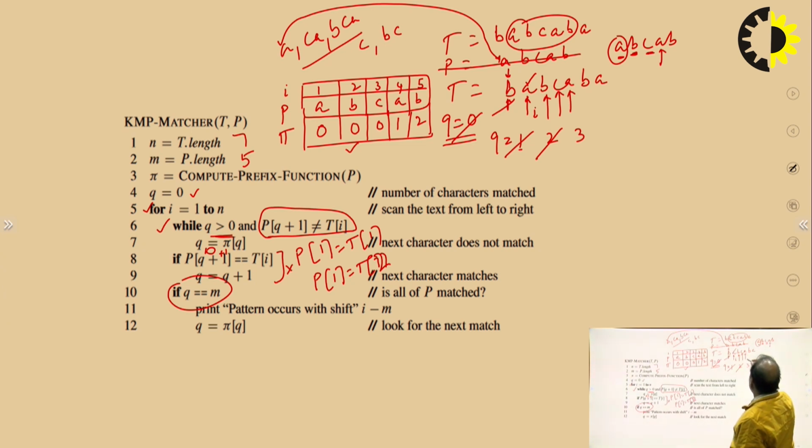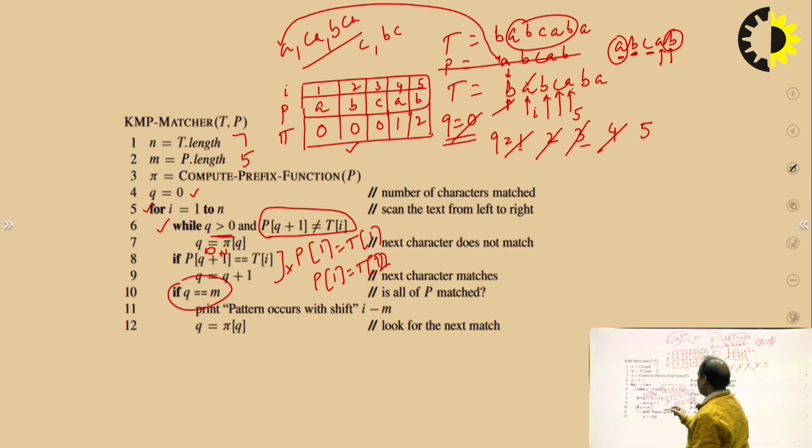Now you see it is equal. So i becomes 4, and then 5. P5 and T5 match, so Q is incremented to 4. Again Q greater than 0 is not applicable. So now Q equals 5. You see P[Q+1], like P5, is correct. So Q is equal to 5.